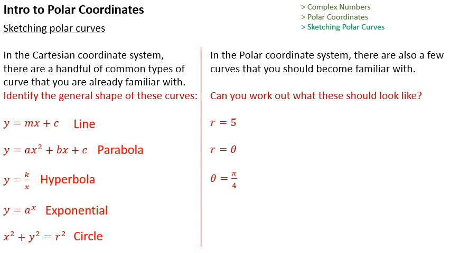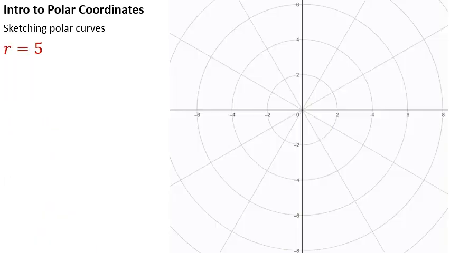What about theta equals pi by 4? And then finally, a slightly weirder one, r equals 1 over theta. What would happen to the radius, or the size of the distance to the point, as theta gets larger and larger? Well, let's start with this first one, r equals 5.